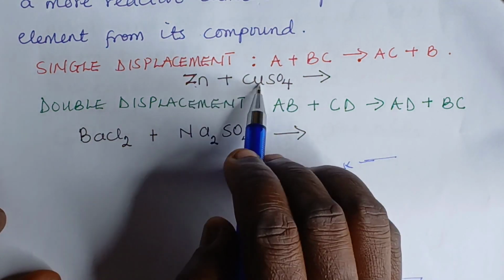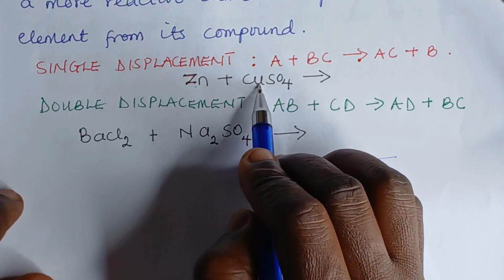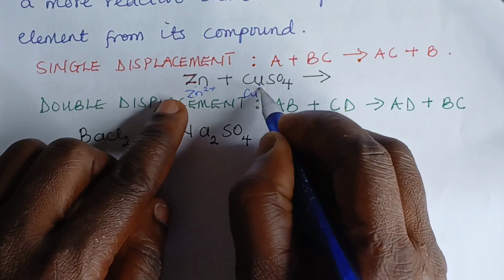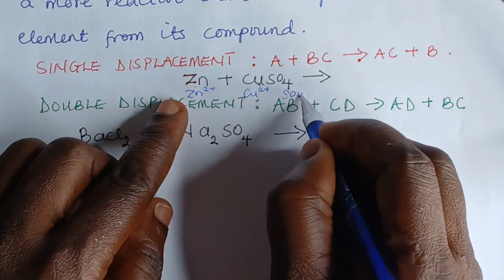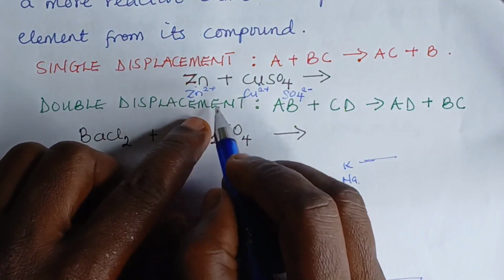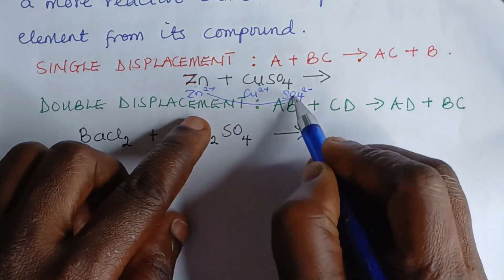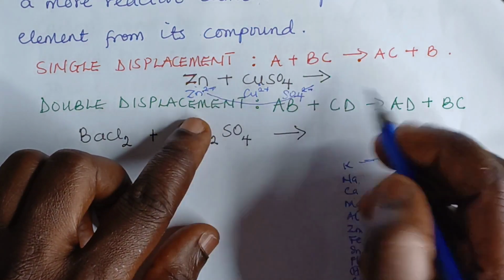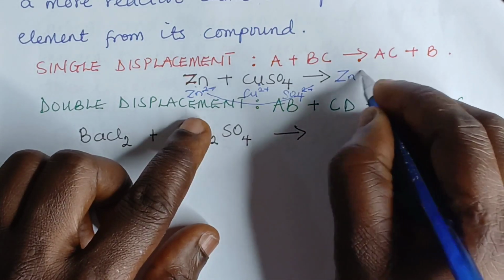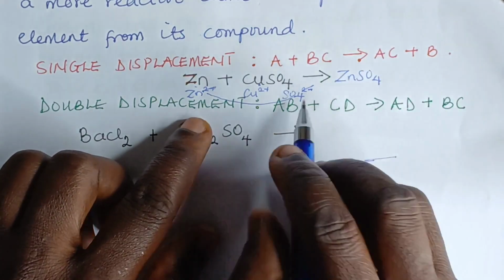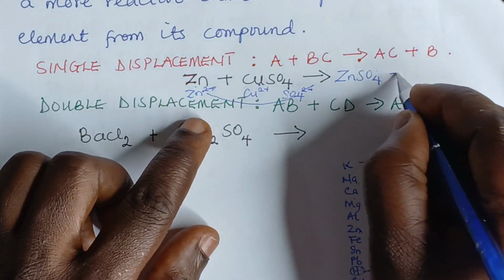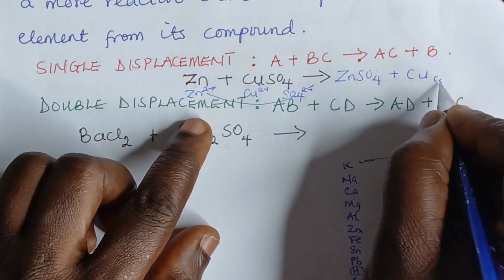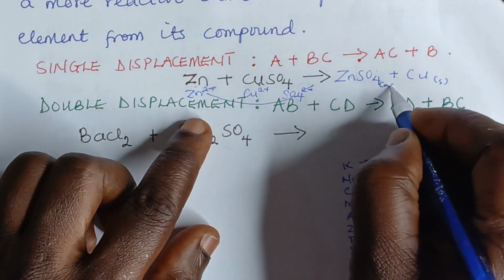So we have zinc displacing copper from a solution. In this case, zinc carries +2, copper also carries +2, tetraoxosulfate VI carries -2. So the zinc can combine with tetraoxosulfate VI, and because they carry equal numbers but different charges, they cancel out. So we have ZnSO4, positive at the front, negative at the back, and then we have copper left in the form of an atom. So it's a solid, and this is an aqueous form.